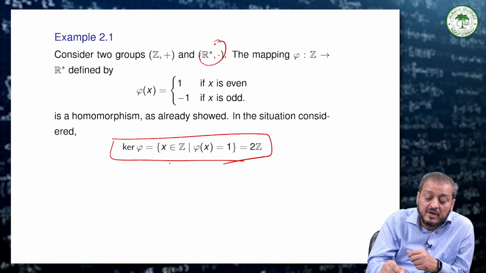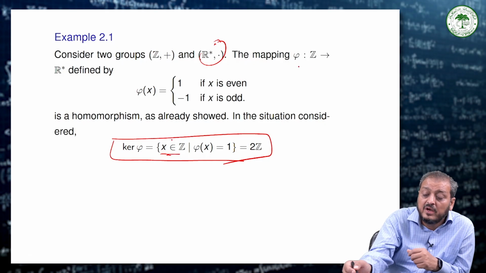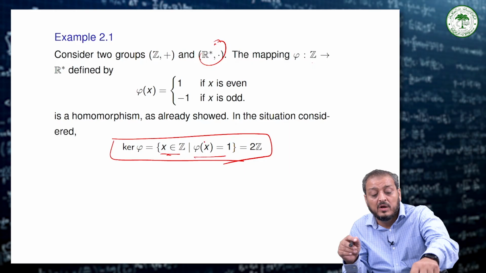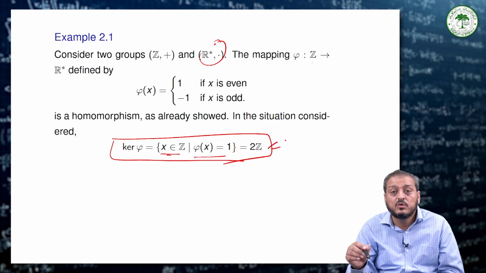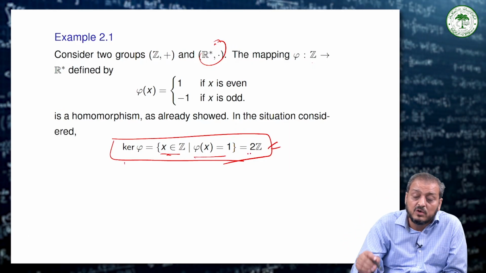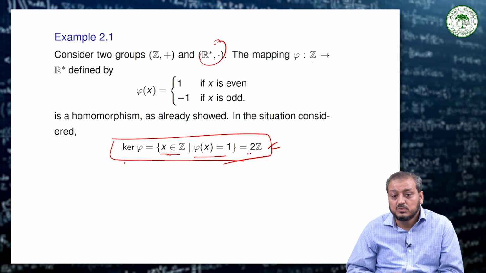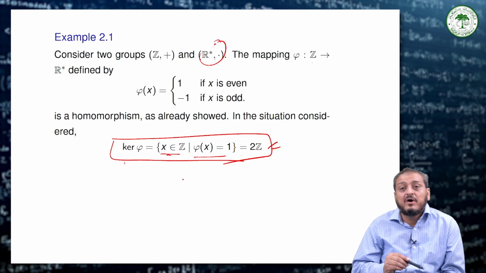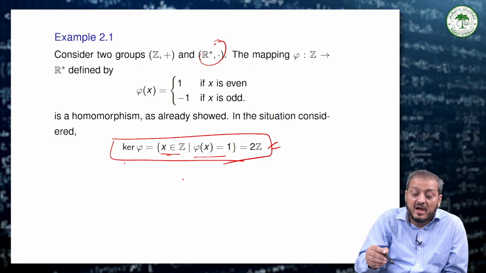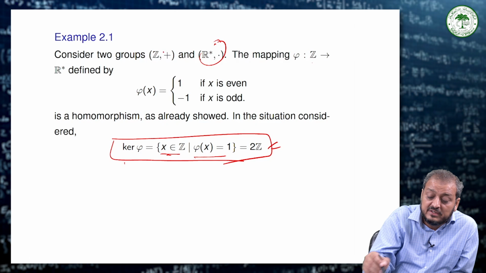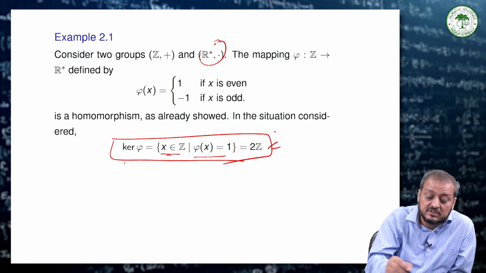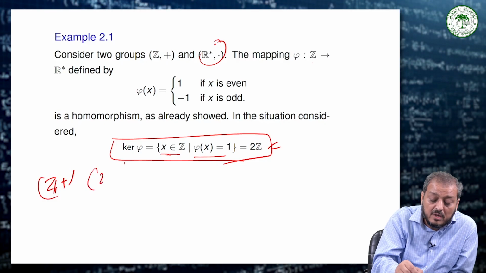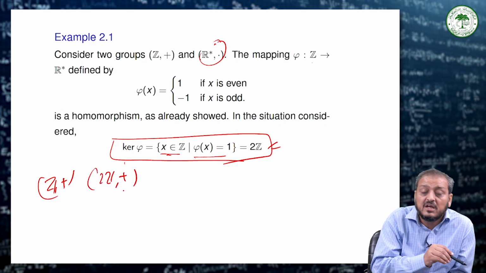If the identity element is equal to 1, and x is an element of Z, then phi of x is equal to 1, which means the kernel of phi is equal to 2Z. The kernel of phi is clearly 2Z. Now I proved that the kernel of phi is a normal subgroup of G. Z under addition is a group, and 2Z under addition is also a group.